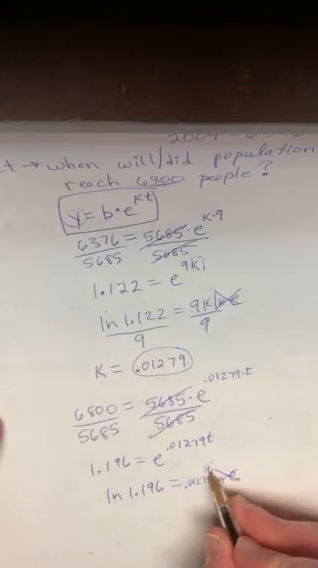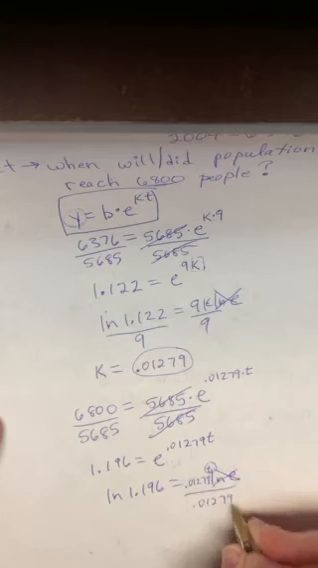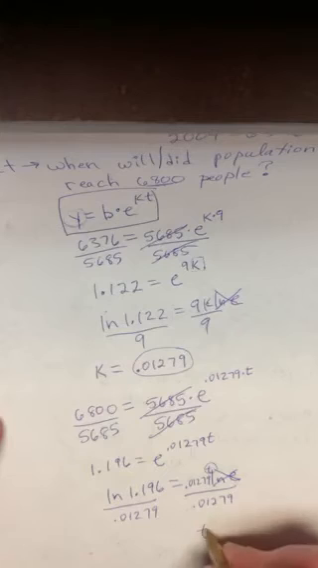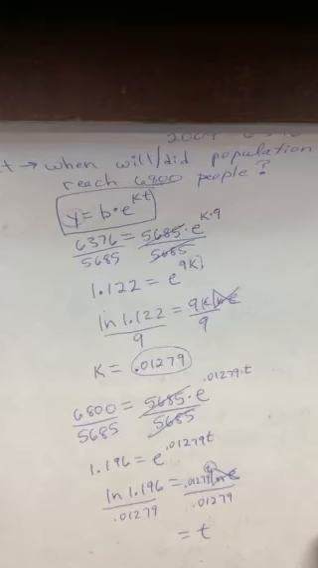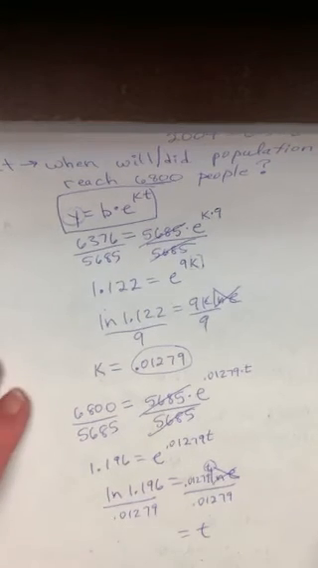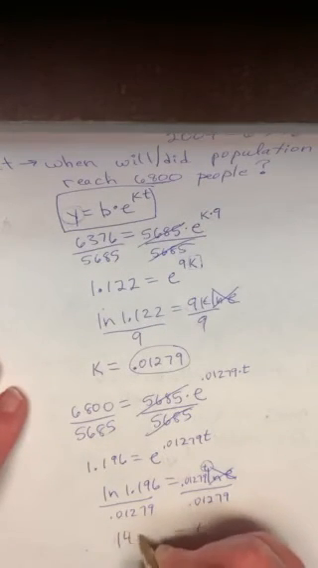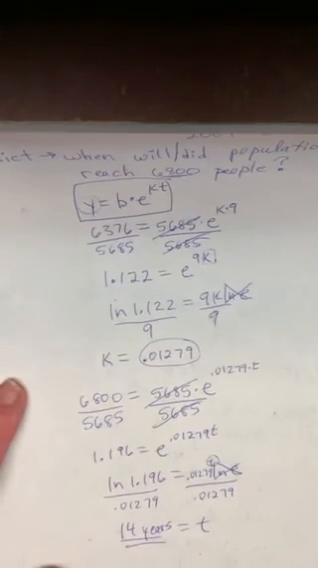I'm trying to get t by itself, so I divide by 0.01279, divide by 0.01279, and t equals, so I'm hitting ln of 1.196, hit enter, divided by 0.01279. I get 13.99, which basically what? We can say, oh, it would take, now don't circle that even for the answer.